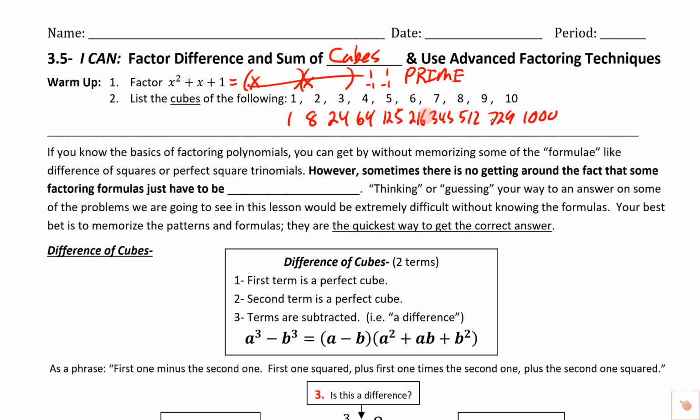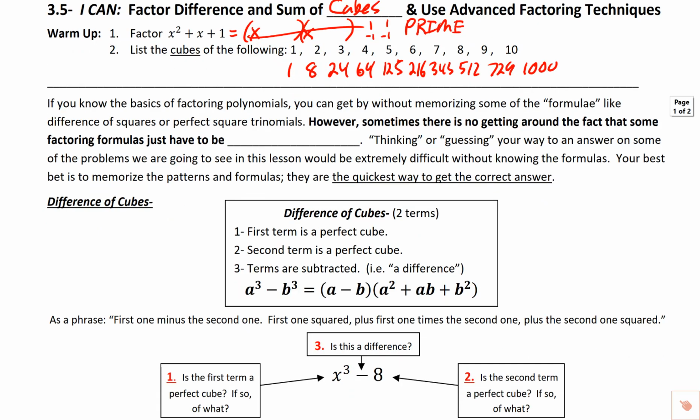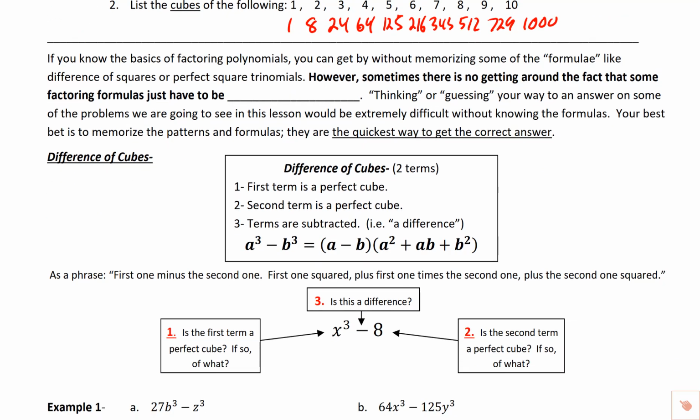And if you've got the perfect cubes memorized up to maybe 10 cubed or something like that, you're going to recognize them more frequently, just like you recognize perfect squares a lot. So let's keep that in mind. So if we know the basics of how to factor polynomials, there are lots of polynomials that you'll be able to factor. You can get around without knowing some of the formulae. That's the technical way we spell a plural of formulas.